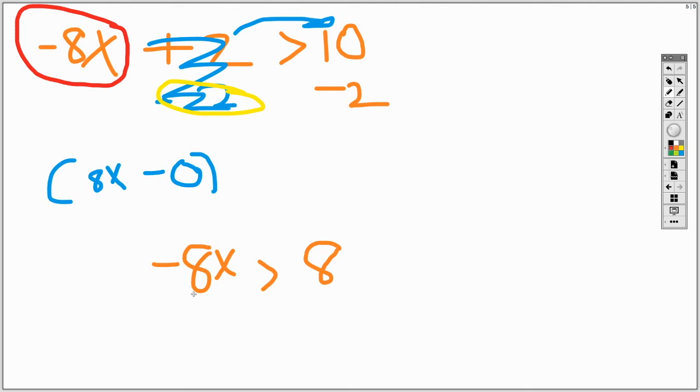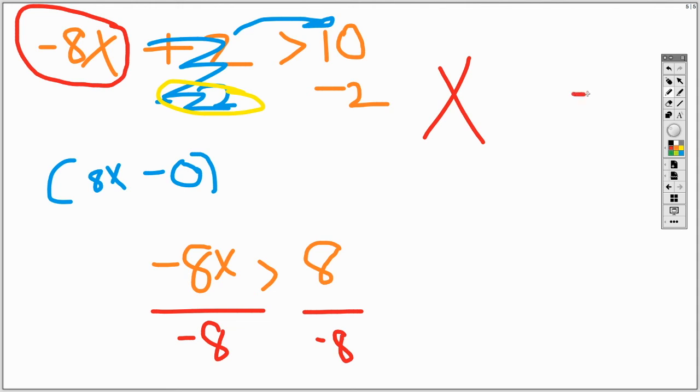However, there's something different about this. Usually our x is positive, but in this case, it's negative. To make it a positive 1x, we have to divide by negative 8, because negative by negative makes it positive. Whatever you do on one side, you've got to do on the other side. So we get x is negative 1. However, this sign is not going to be greater than anymore. You will flip the sign.